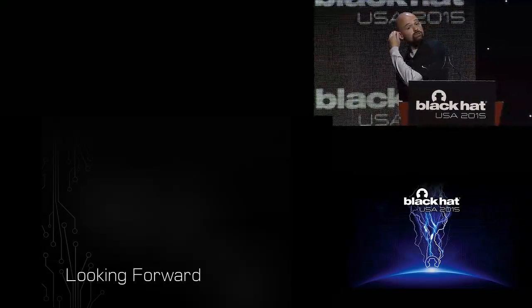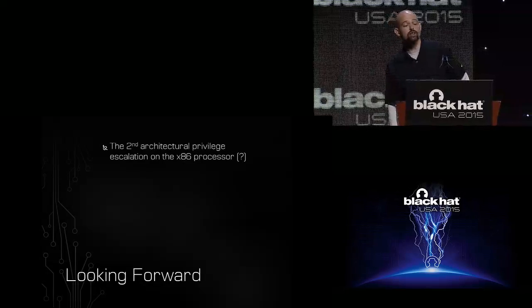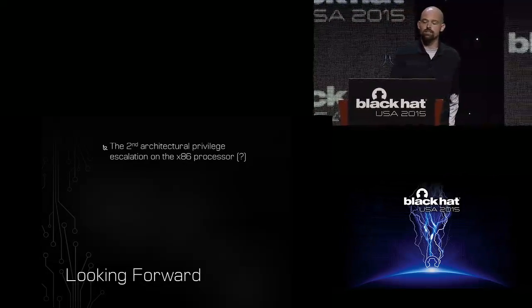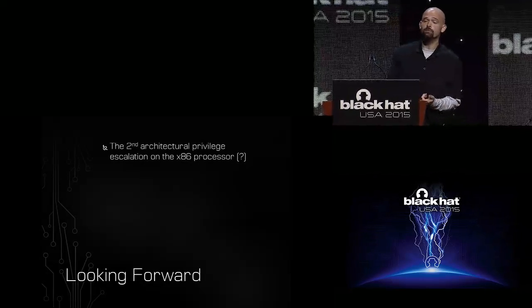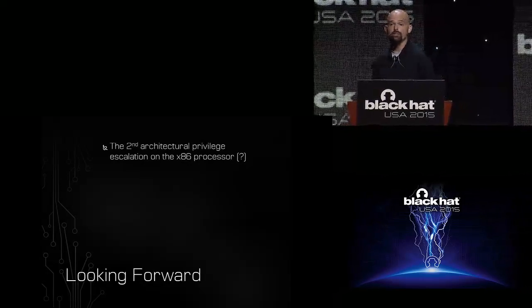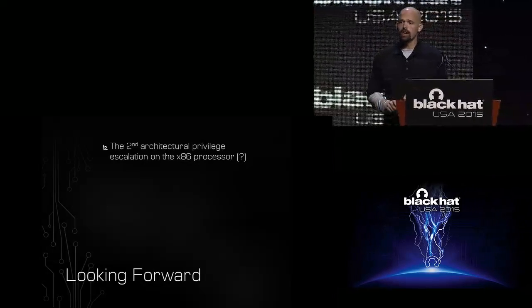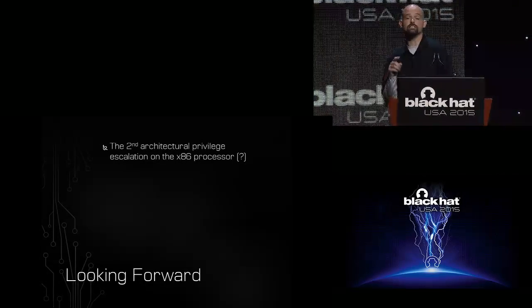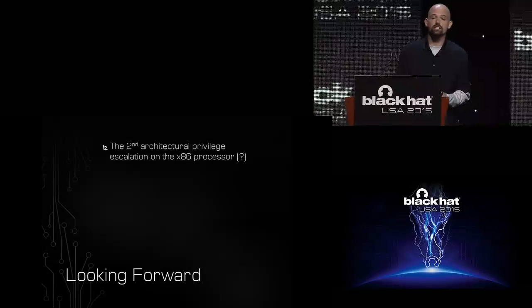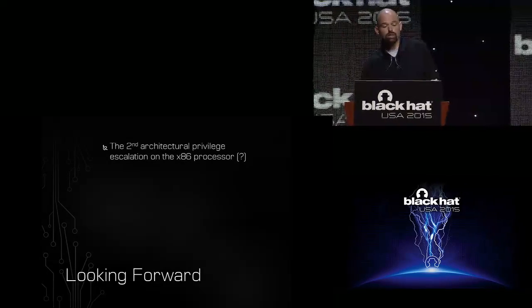So looking forward to the future of this attack, as far as I know, this is actually only the second architectural privilege escalation vulnerability on the x86 processor. That's behind the original SMM cache poisoning attack discovered by Loukas and Invisible Things a couple of years back. So there have been exploits against the chipset configuration, vulnerabilities in the firmware and software.